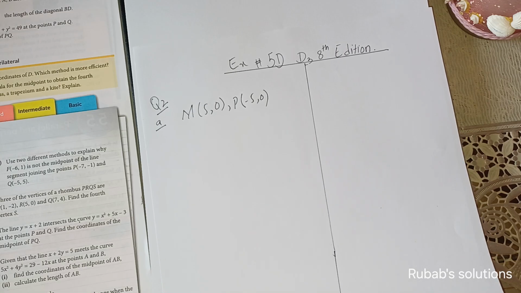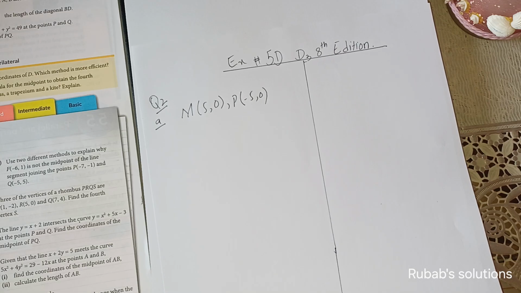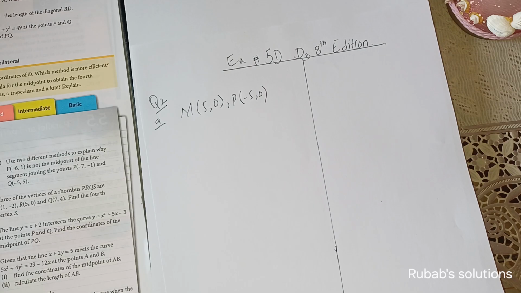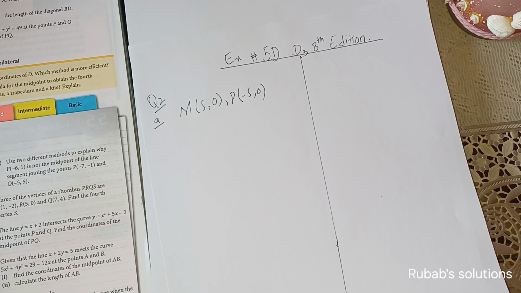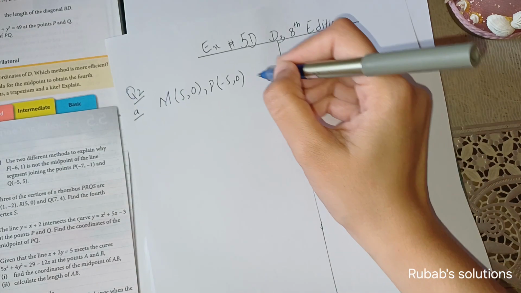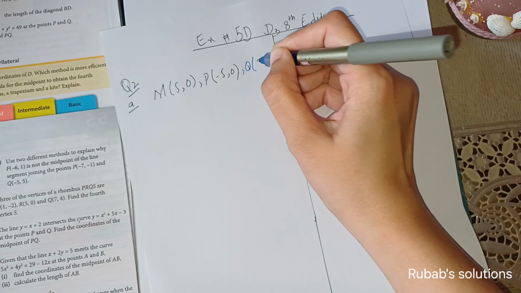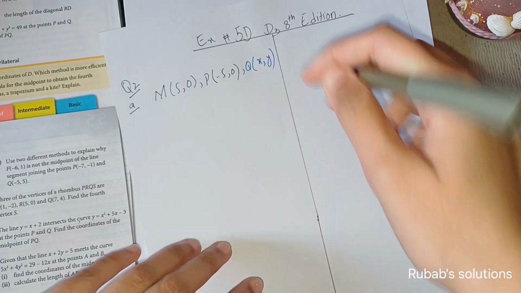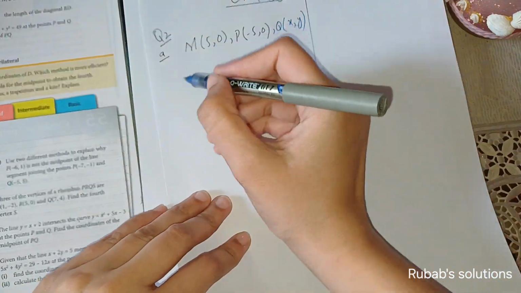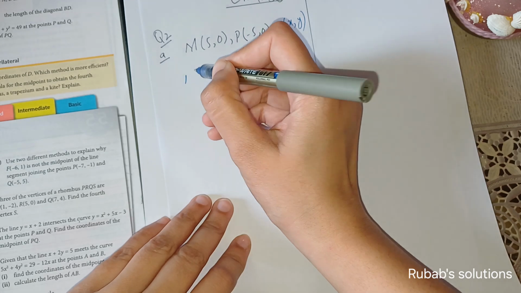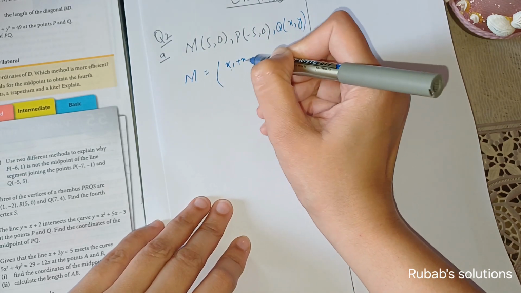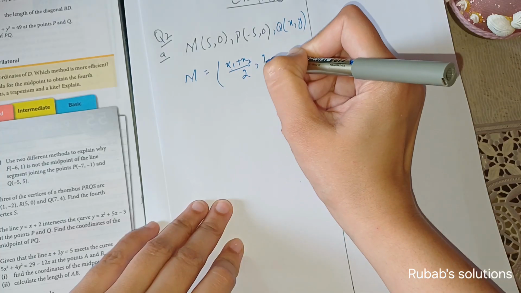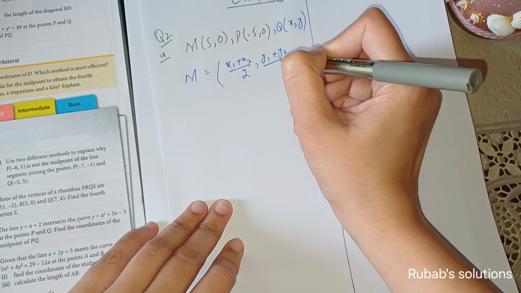Assalamualaikum. Today we will start question number 2 of exercise 5D, book D3, 8th edition, and we are dealing with the midpoint. In question number 2, they are saying that in each of the following, M is a midpoint, meaning the value of the midpoint is given, and one point P is given. Basically, you have to find the coordinates of Q. So let us suppose that the coordinates of Q are x and y. Now the midpoint value is given, and we know that the formula for midpoint is (x1 plus x2) by 2 and (y1 plus y2) by 2.